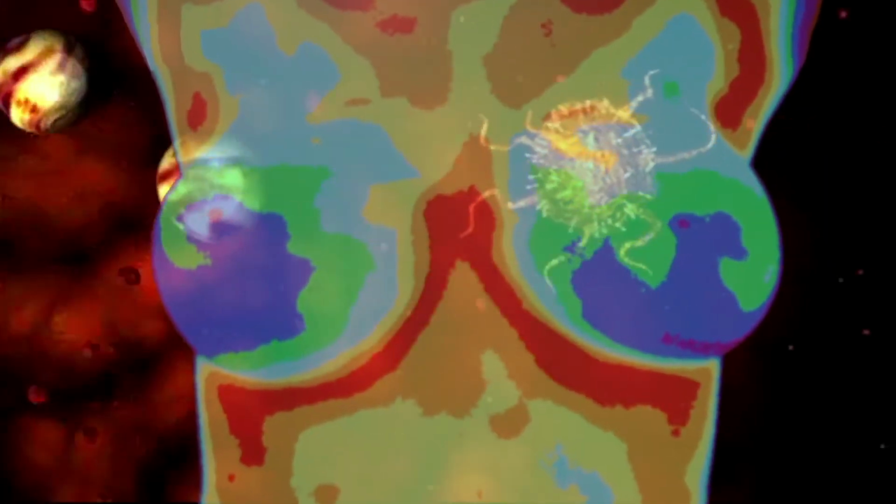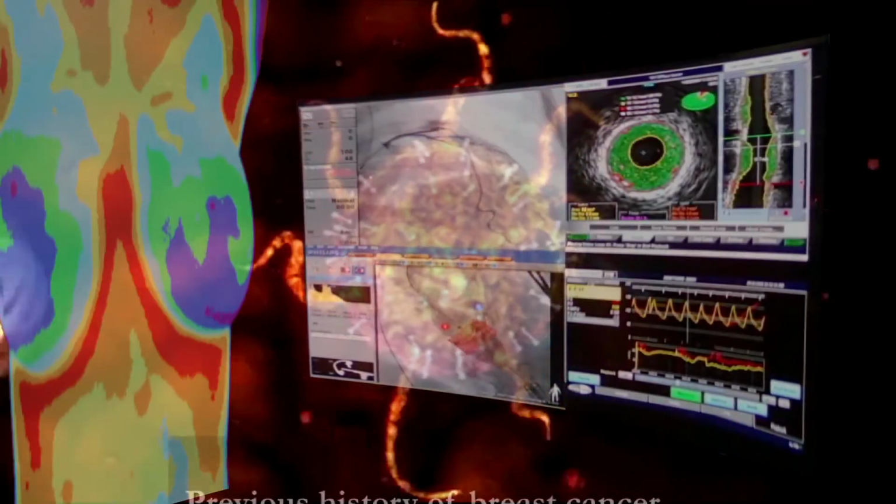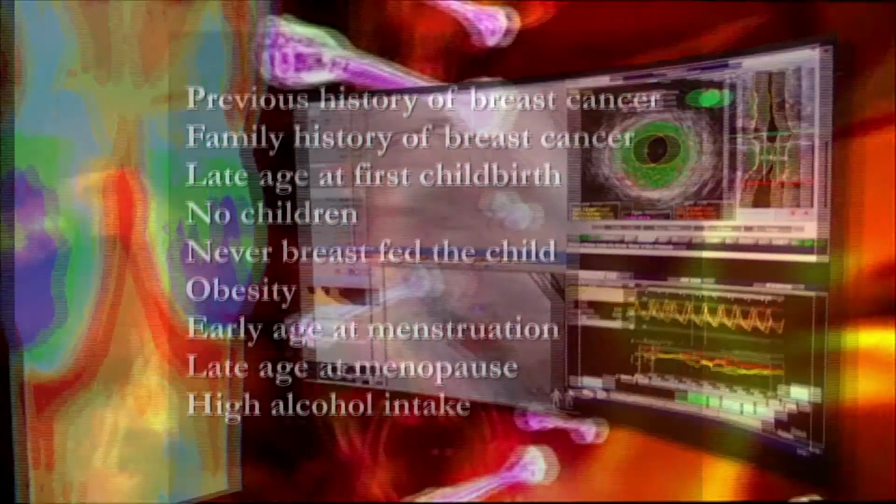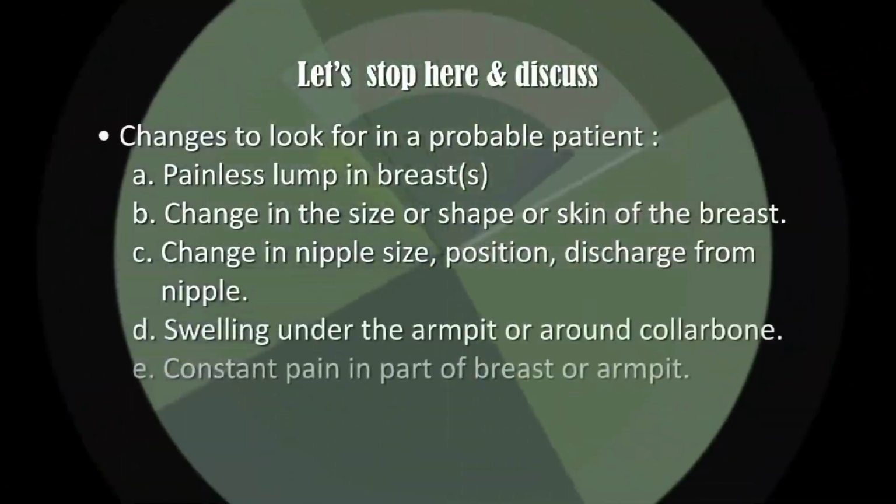There is no single cause for breast cancer. Research has shown that several different factors increase the risk of breast cancer. Let's stop here and discuss.